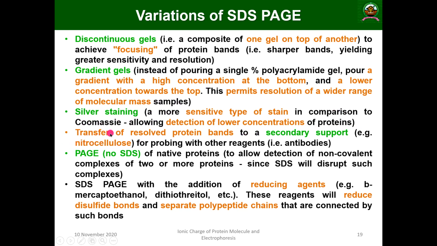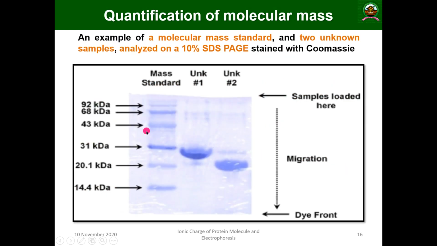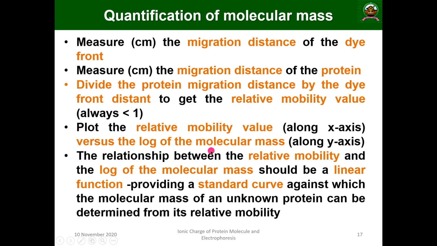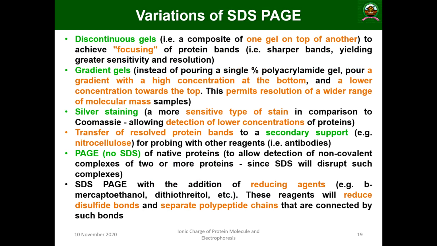Then the next one is to transfer the resolved protein bands. From here you cut the gel and transfer the band to a secondary support such as nitrocellulose. Just cut the band, stick the gel with nitrocellulose, and probe with other reagents like fluorescent-labeled antibodies or antibodies. That is another thing that can easily be studied.